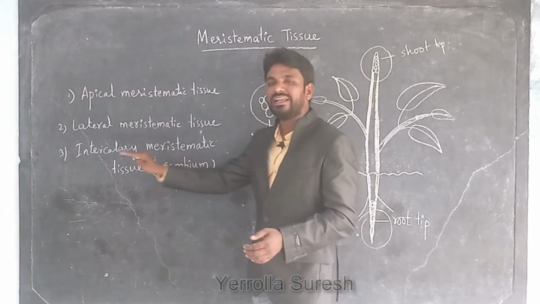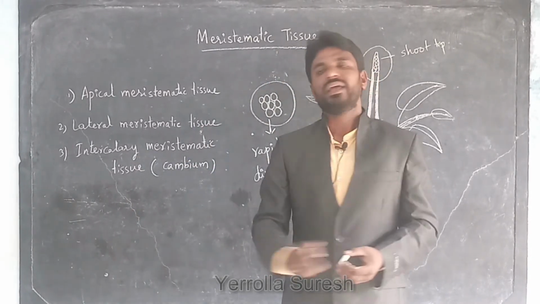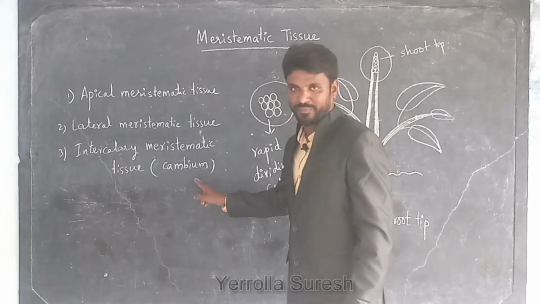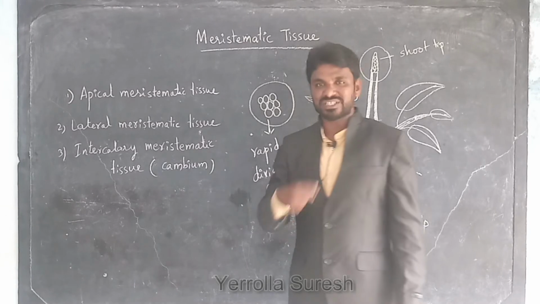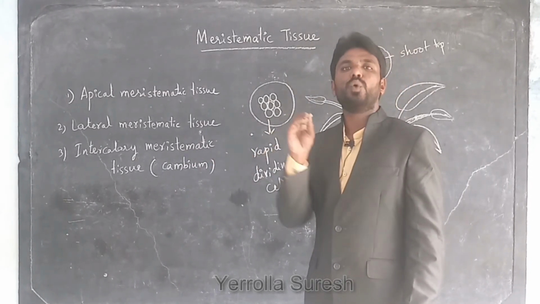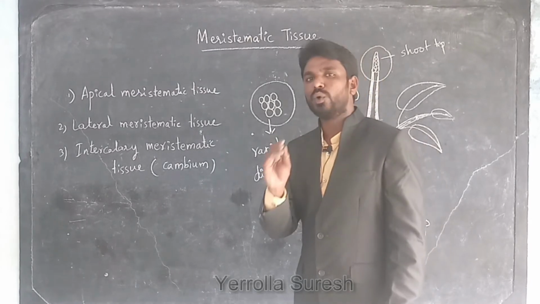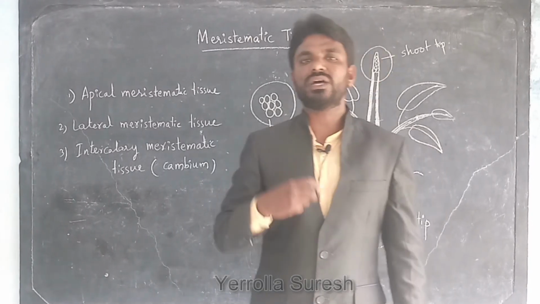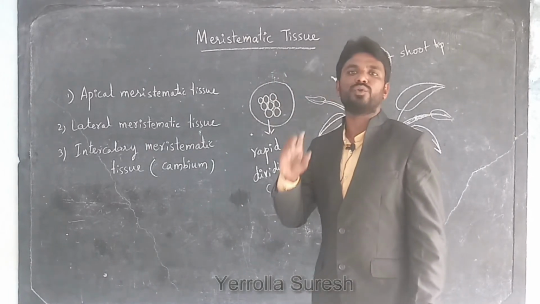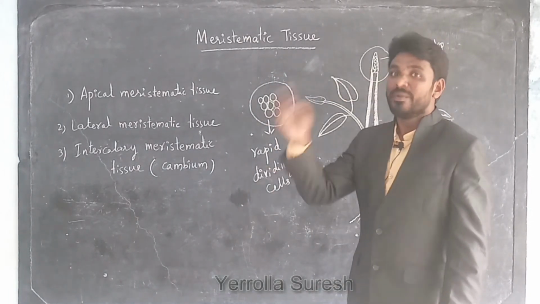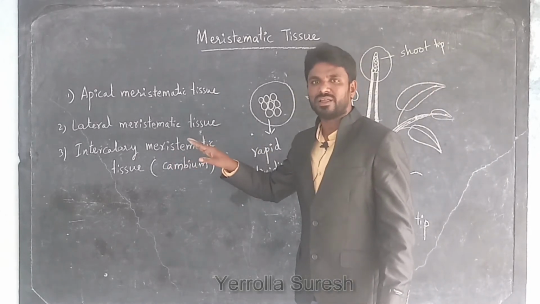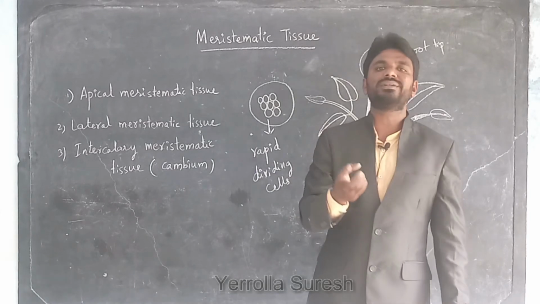And next, intercalary meristematic tissue. Intercalary meristematic tissue is also called cambium. And where is it located? What is the function of it? It is located where the origin of new branches, the origin of new leaves, the origin of new fruits and flowers takes place. Wherever the development of new parts takes place in the plant body, there intercalary meristematic tissue is located. It helps in the development of new parts in the plant body.